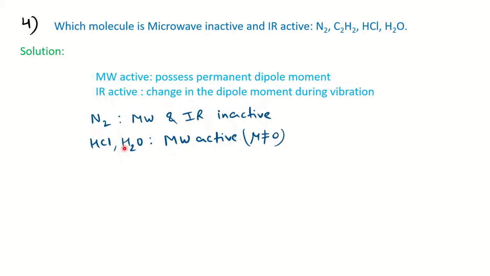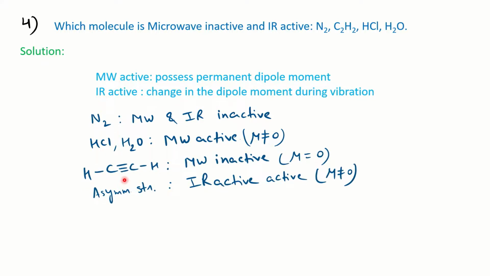So basically both the examples are microwave active, but they are asking you here microwave inactive. So therefore these two are also ruled out, though these two are IR active, but it is microwave active as well. So this is also ruled out. So finally we are left with acetylene. Acetylene has no permanent dipole moment, so it is microwave inactive.